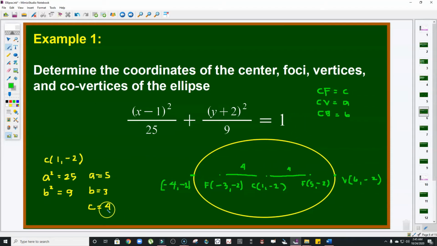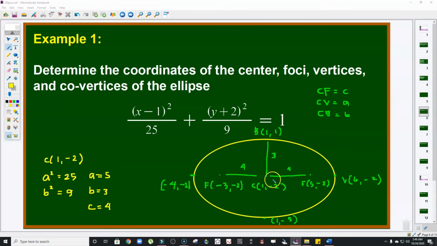Okay, next. The co-vertex is 3 units above the center. So, this is 3 units. So, meaning, I'll add 3 to the y of the center. So, meaning to say, I'm not going to change the abscissa. Okay? The x doesn't change there. So, -2 plus 3, that's 1. Alright? Next. Similarly, here, again, the x does not change. Okay, but you have to subtract 3 from -2. So, -2 minus 3, that is -5. There you go. See that?